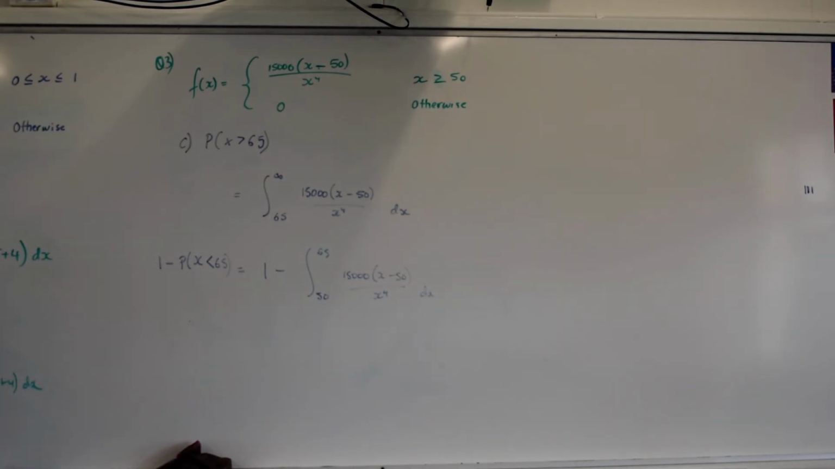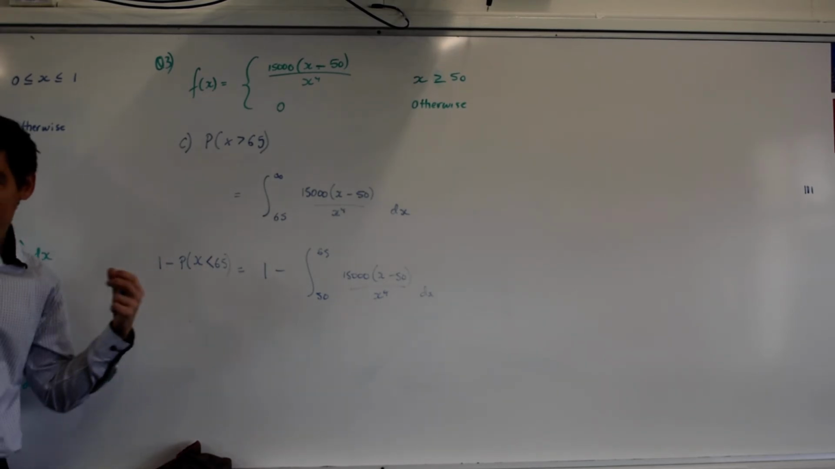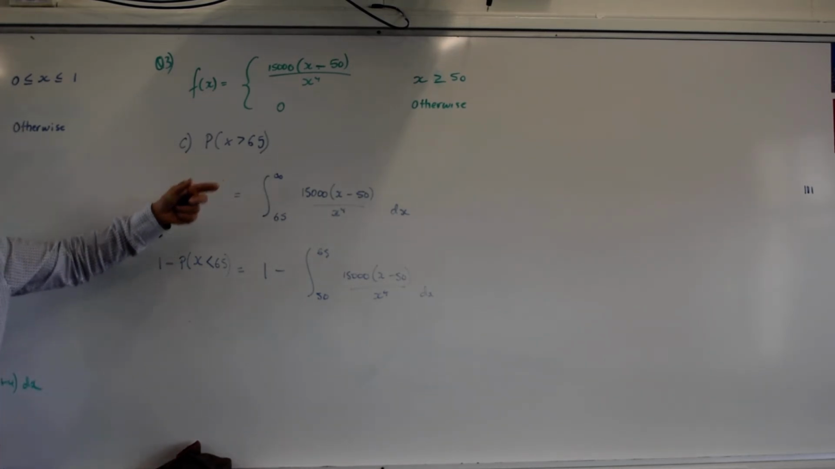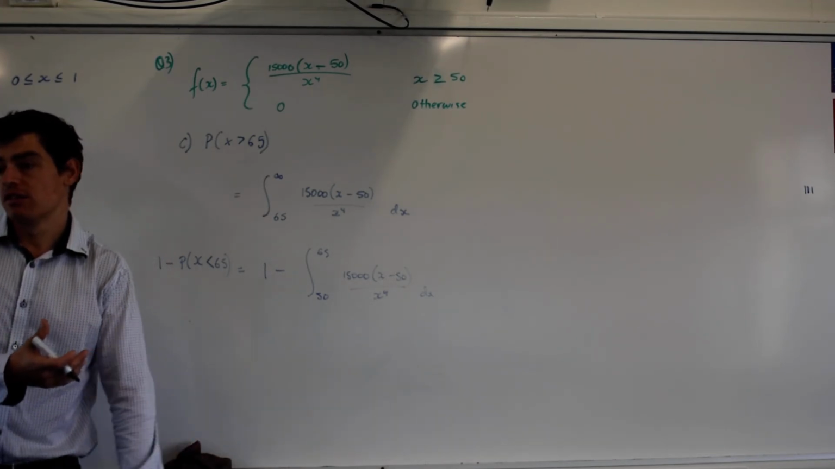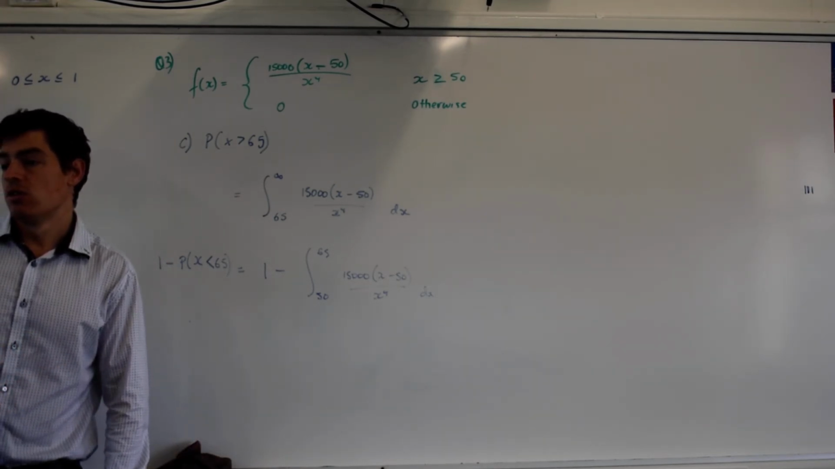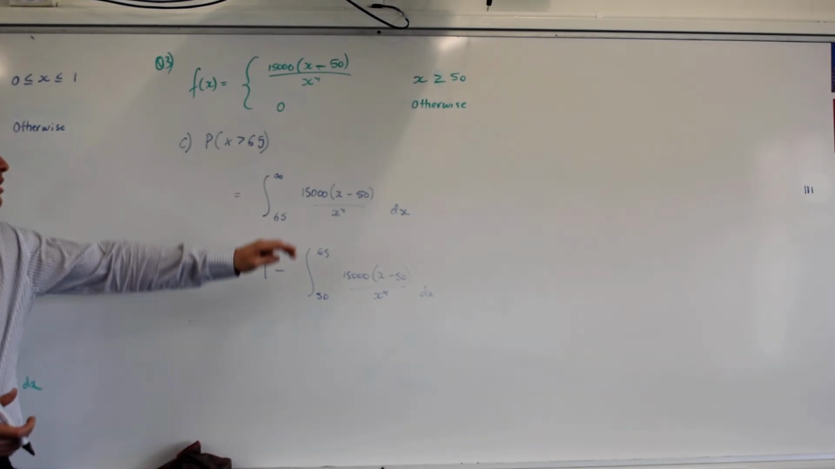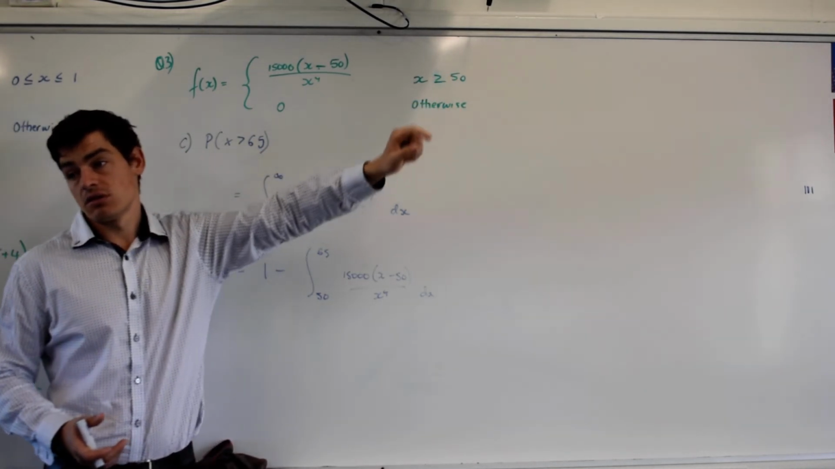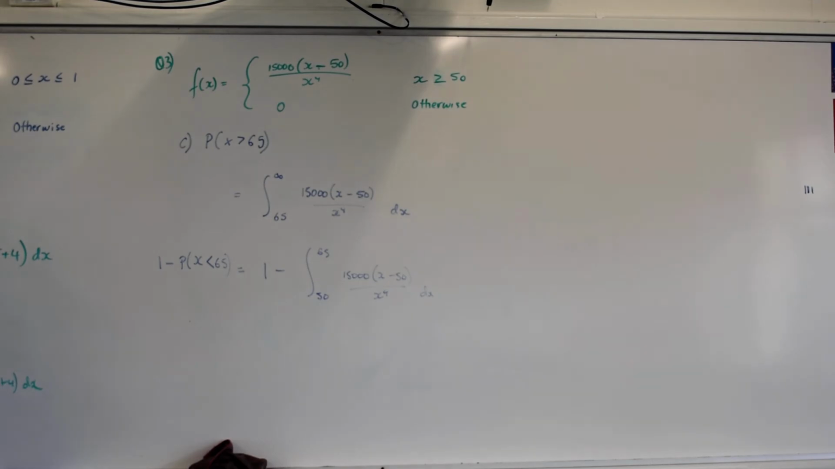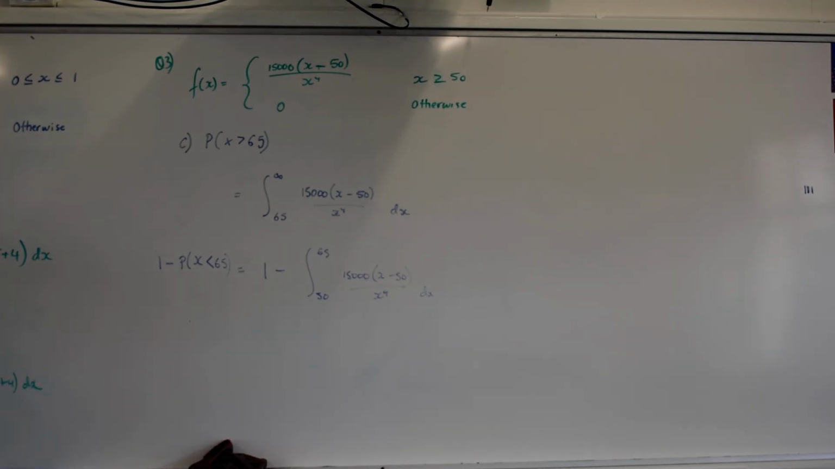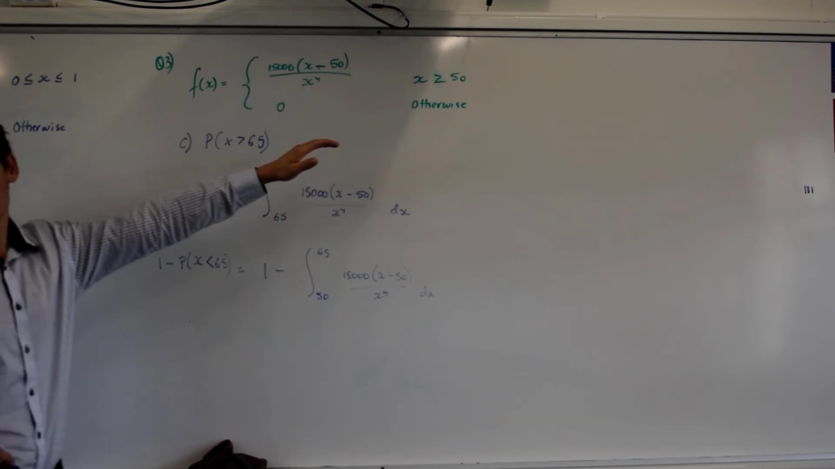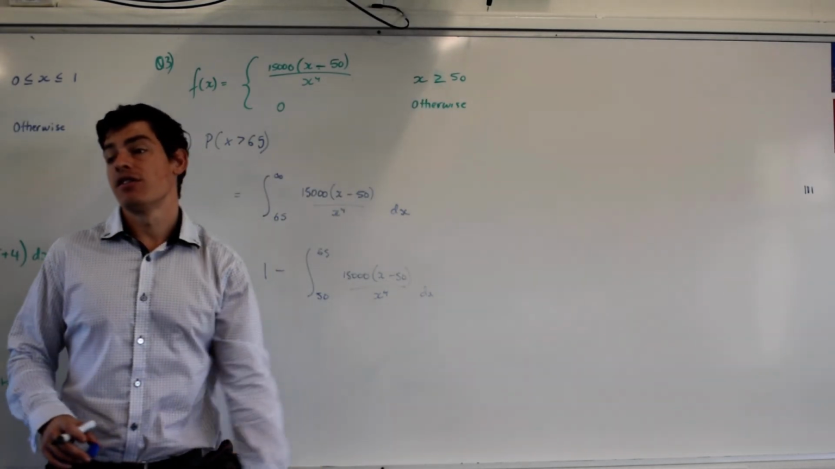Well, what's the total probability? 1. So if I take away the probability that x is less than 65, that's the same as saying, well, that's the probability that x is greater than 65. Wait, why is it 50 to 65? Because that's the bottom of my function. Why do we do 0 to 1 here? Why do we do 0 to 0.75? That's the domain. So this domain starts at? 50. Cool?